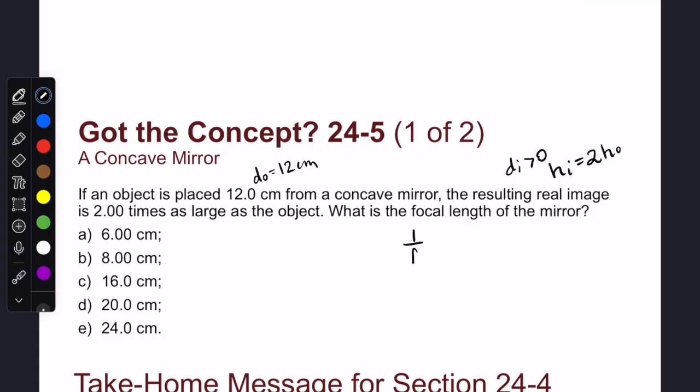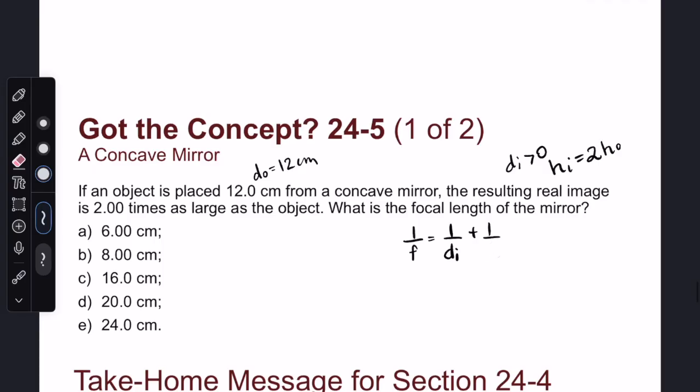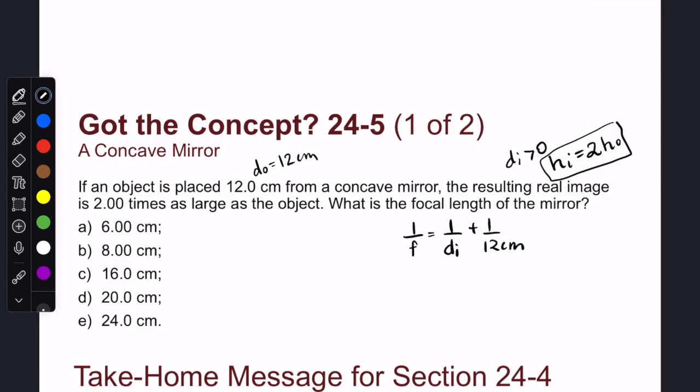So, what is the focal length of the mirror? It's 1 over DI plus 1 over DO. And, well, we know DO. DO is 12. Do we know DI? I mean, not really, no. We know it's positive. So can we figure out what DI is so that we can find the focal length? Well, we do have this. So let's use our magnification equation to figure out what DI is. So HI over HO equals negative DI over DO.